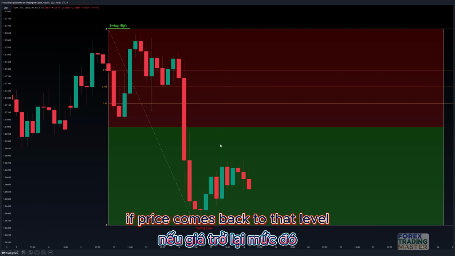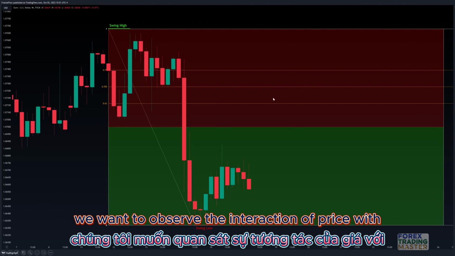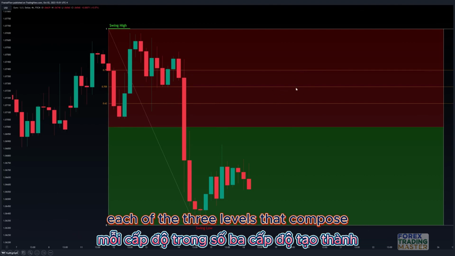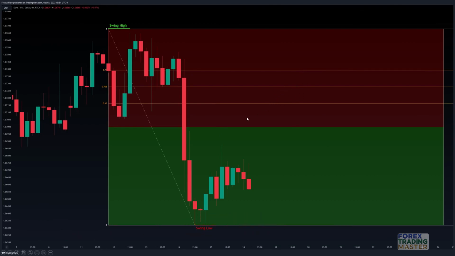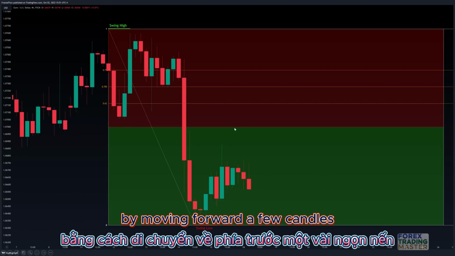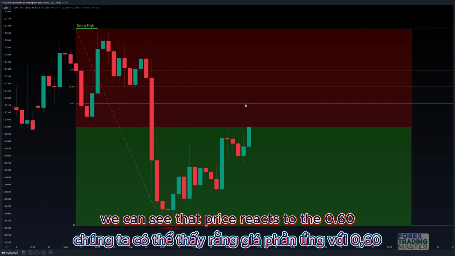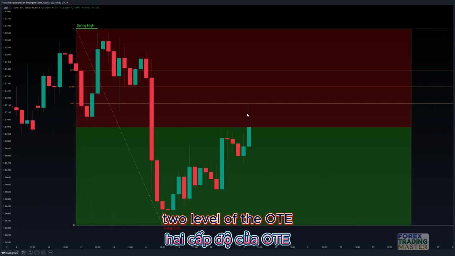If price comes back to that level, we want to observe the interaction of price with each of the three levels that compose the OTE zone. By moving forward a few candles, we can see that price reacts to the 0.62 level and 0.79.